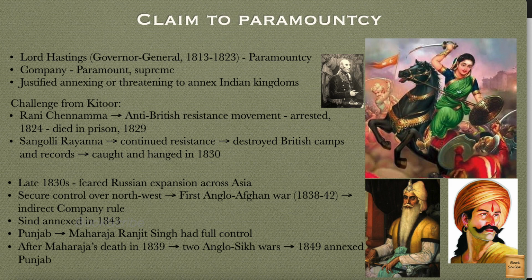With this thought and interest, they used it as an excuse to annex, or threaten to annex, and control an Indian kingdom. So they used this policy to expand and control or annex more kingdoms in India. But they did have challenges and opposition from the Indian kingdoms. The best example we can see is Rani Chennamma of Kittur, which is in Karnataka today.